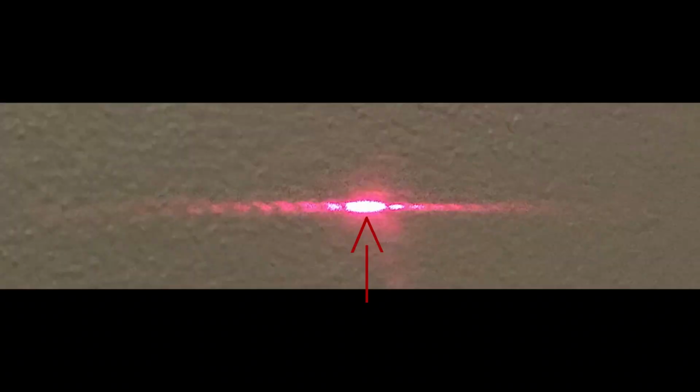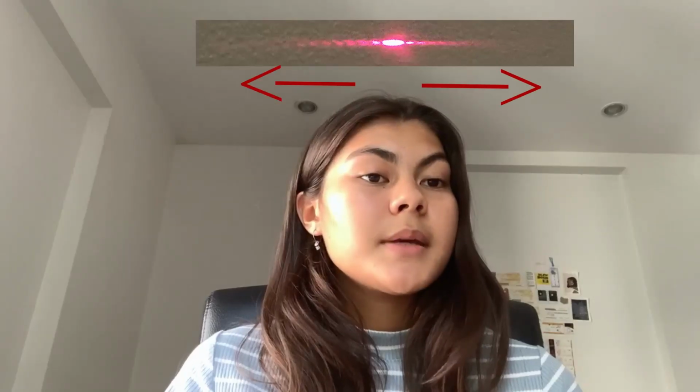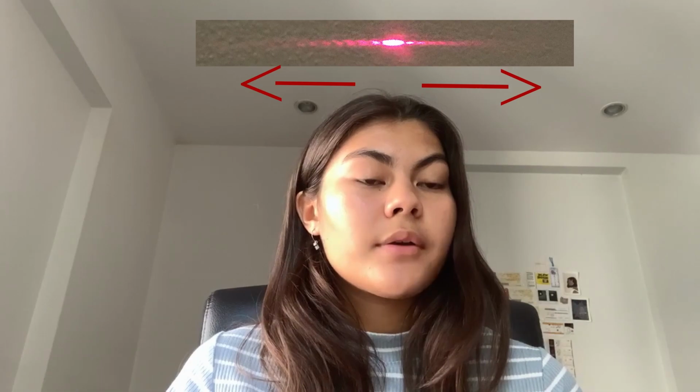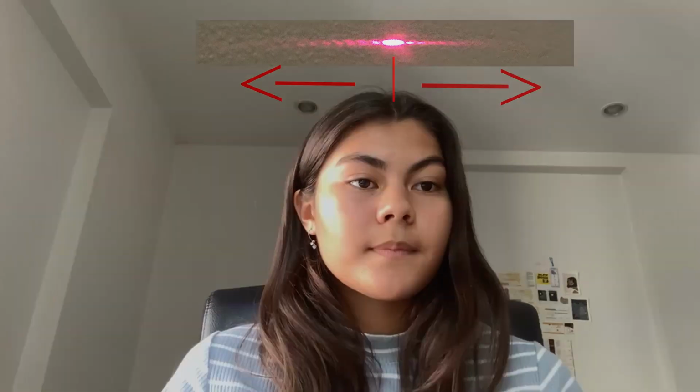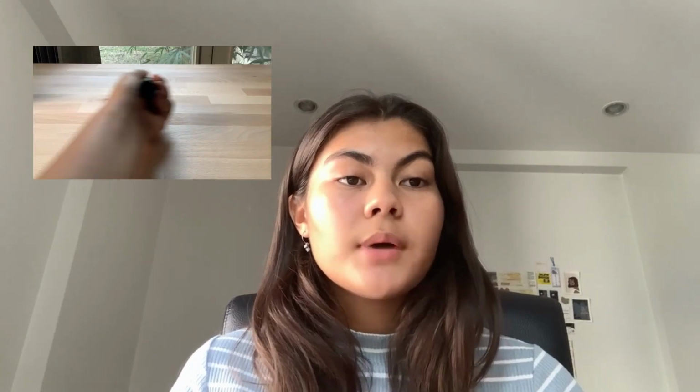It can also be observed that the middle line is longer and brighter than the neighboring lines. This is because when light diffracts, it spreads out and is brightest at the center. Now let's see if the phenomena we just observed will also happen with a green laser.